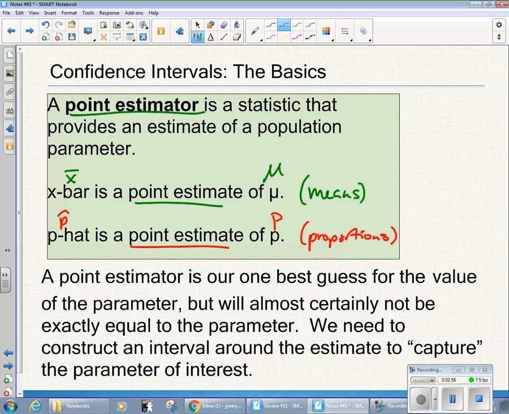A point estimator is one of our best guesses for the value of the parameter when you're not really sure what it actually is. So again, we're taking that small slice and hopefully it'll give us some information about what that mystery parameter happens to be.